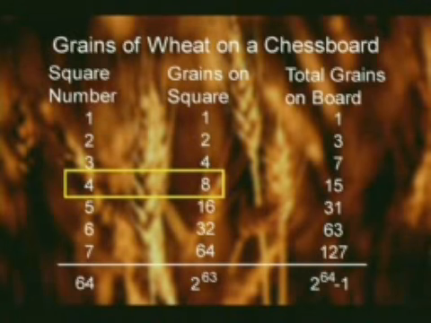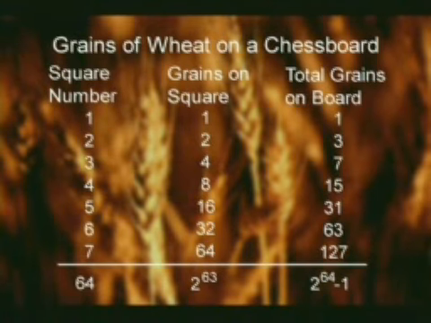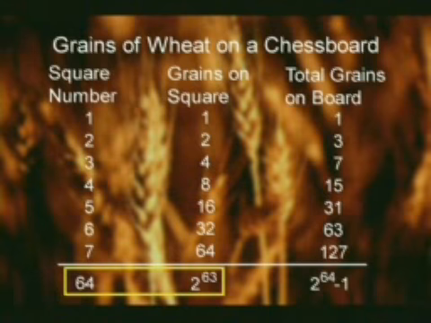Well, let's see what's involved in this. We note there are 8 grains on the 4th square. Now, I can get this number 8 by multiplying 3 2's together. It's 2 times 2 times 2. It's 1 less than the number of the square. Now, that follows in each case. So on the last square, I'd find the number of grains by multiplying 63 2's together.